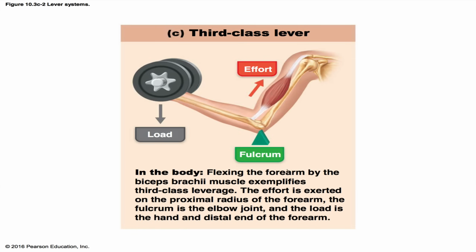Flexing the forearm by the biceps brachii muscle exemplifies this third-class lever system in the body. The effort is exerted on the proximal radius of the forearm, the fulcrum is the elbow joint, and the load is the hand and the distal end of the forearm.